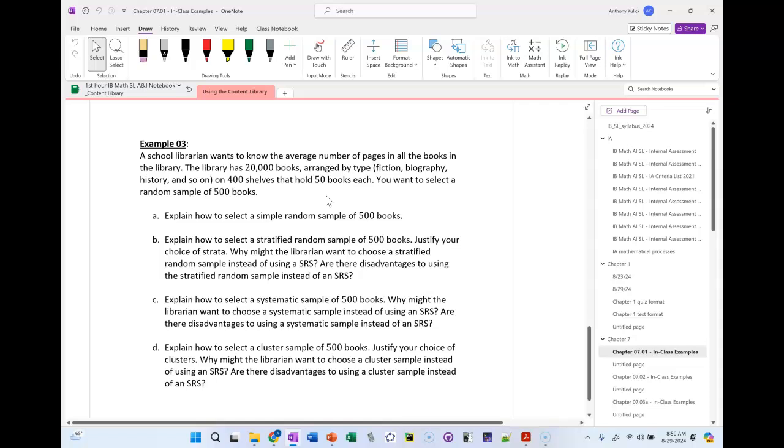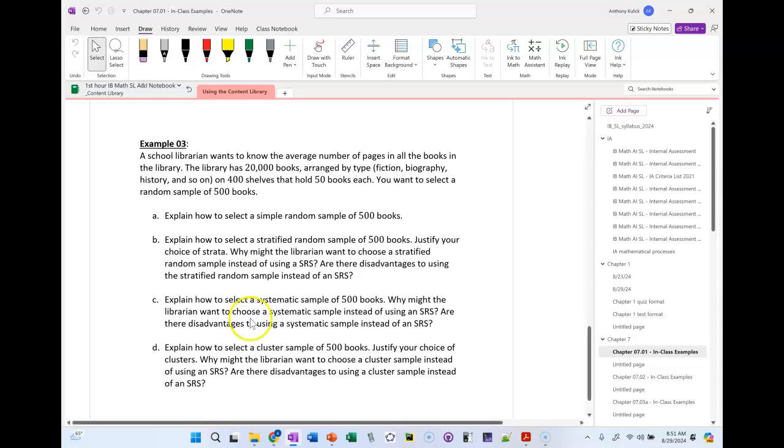What's the systematic one? You remember when we talked about the assembly line and we just checked every 100th car or whatever? So we would take the 20,000 books, divide it by 500, and every 40th book, you just grab it and you just go through the library. Every 40th book, you snatch it, count the pages.